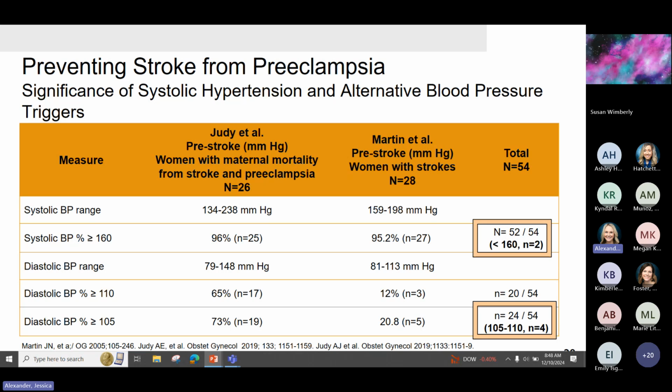If you look at the next line, 96% of the patients had a systolic blood pressure greater than 160. The diastolic range was 79 to 148, and only 65% had a blood pressure greater than 110. In the other article quoted here, the range of systolic blood pressures was 159 to 198, and 95% of the patients had a blood pressure greater than 160. In their study, the diastolic blood pressure was greater than 110 in only 12%. So again, the focus probably should be somewhat on systolic, but obviously we would still treat diastolics in the severe range of greater than 110.